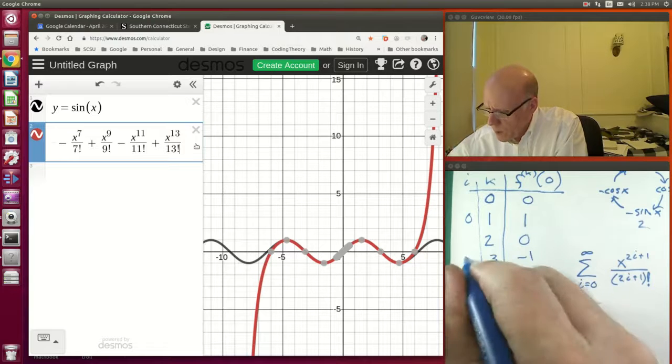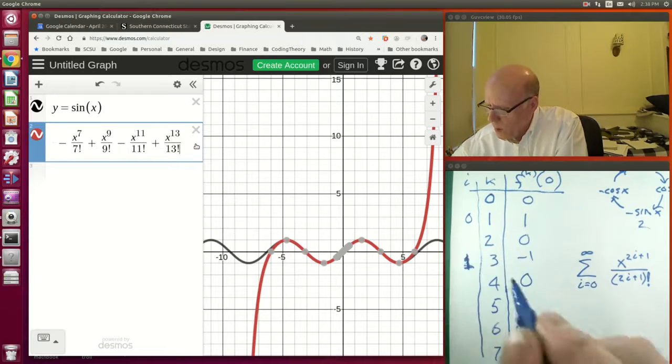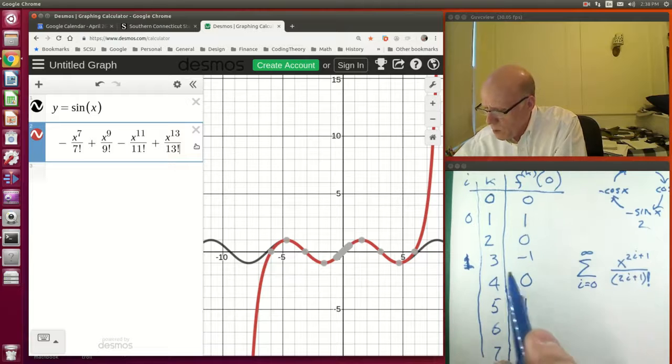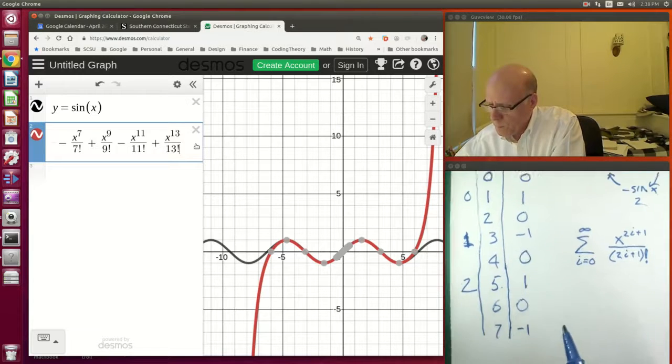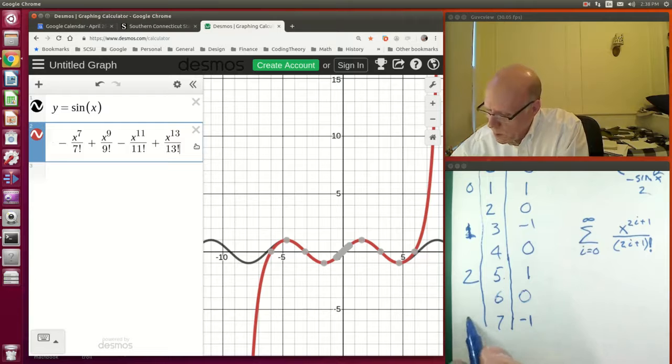What am I saying? When i is 1, you're getting 3, as in 2i plus 1, and that's when the derivative is minus 1. When i is 2, that's when you get k is 5, 2 times 2 plus 1, and the derivative is 1. And i is 3, 3 times 2 plus 1 is 7, and the derivative is supposed to be minus 1.